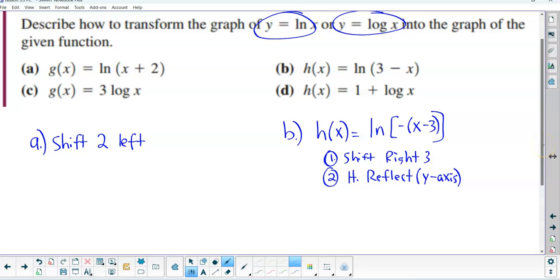Part C. This time we've got a 3 on the outside of the common log. Since it's on the outside, it's going to affect it vertically, and multiplying expands it since the value is greater than 1. So it's a vertical expansion by a factor of 3. And then part D, we've got a +1 on the outside. That's also going to affect it vertically. It's just going to take it and shift it up 1 since we're adding 1. So we'll apply these transformations to log functions just like we have with exponential, with quadratic, with polynomials. We've talked about transformations all year.